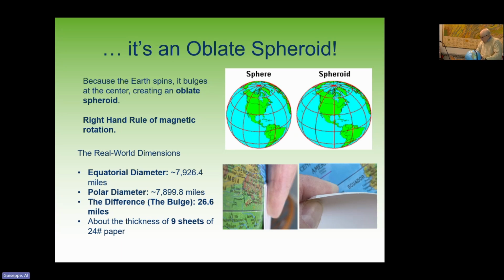The difference between the equatorial diameter and the polar diameter is like 26 miles, which seems like a lot. This thing's spinning, but at this scale, that's only nine sheets of paper.